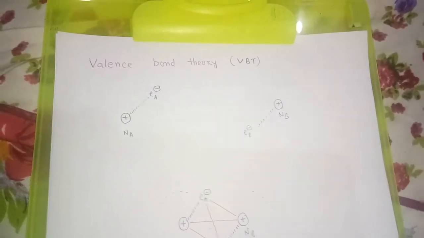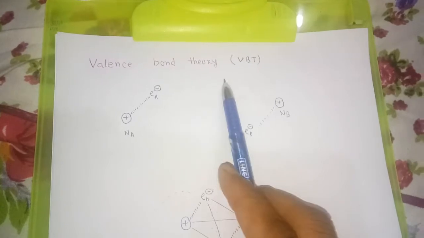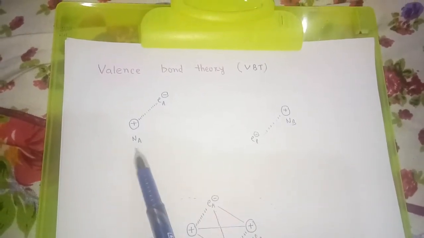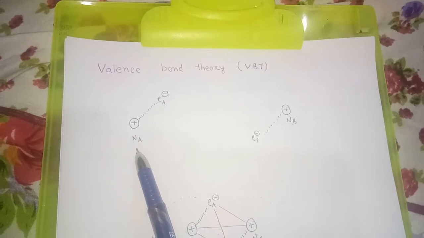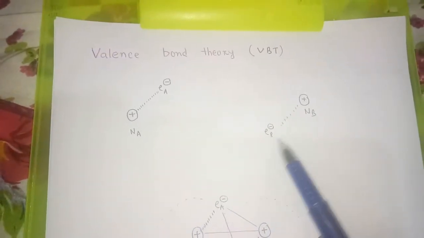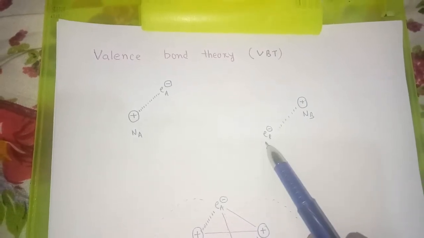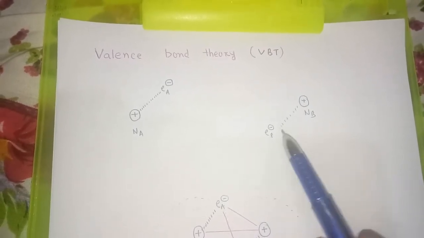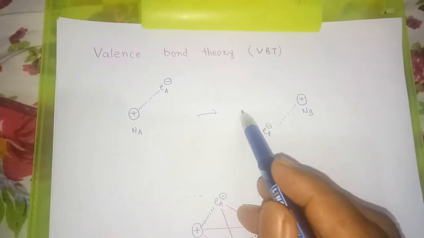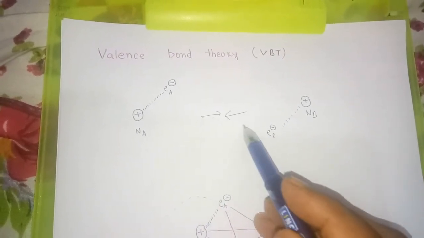Today we will do valence bond theory. This is VBT. Now consider this is one hydrogen atom with nucleus Na and electron Ea. This is another hydrogen atom with nucleus Nb with electron Eb. When they are far away from one another, then there is no force of attraction between them.